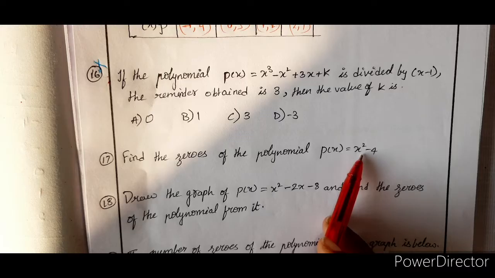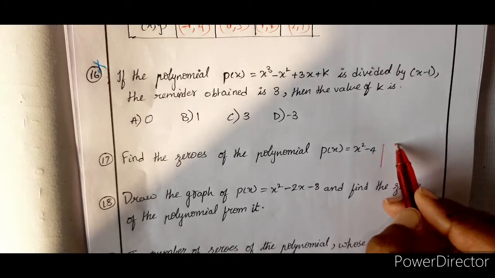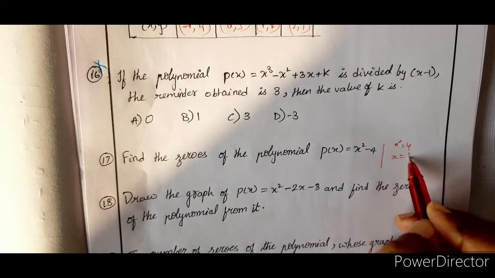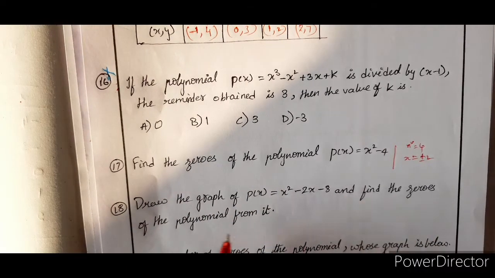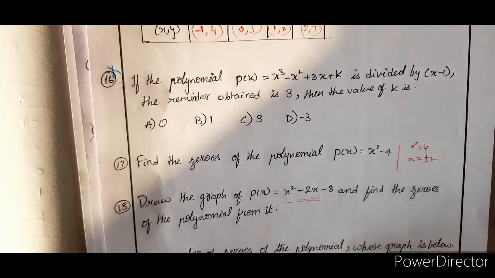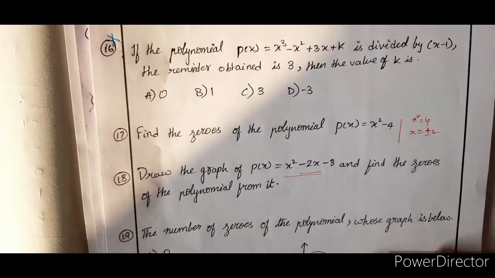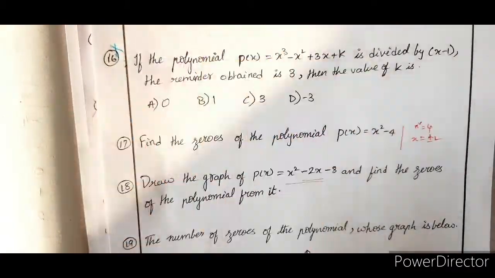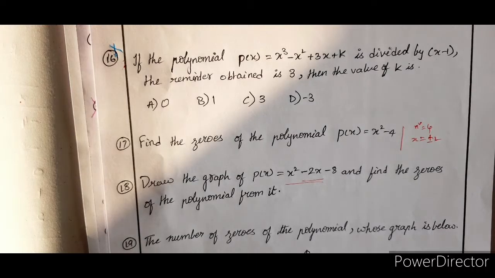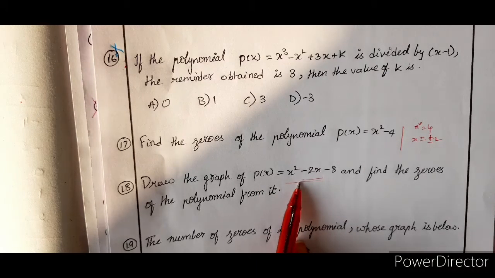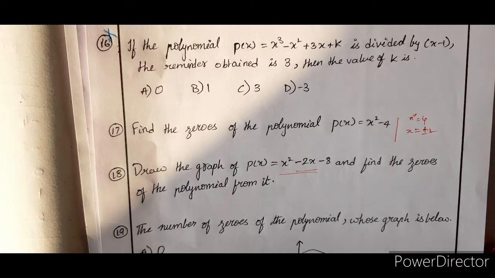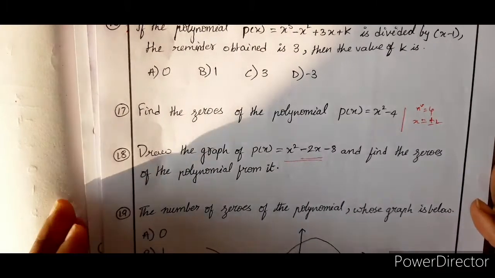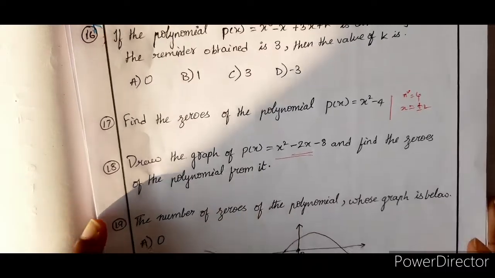Find the zeros of the polynomial p of x is equal to x square minus 4. Just now we did this one, right? X square is equal to 4, x is equal to plus or minus 2. Draw the graph of p of x and find the zeros of the polynomial. The same method again. First find the zeros in the rough work and then draw the table like you have seen above. And then find x comma y coordinates and then plot the points on the graph and then join all the points and then mention the points as well as the zeros.